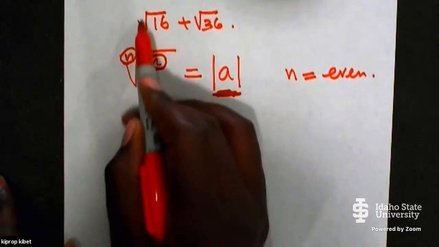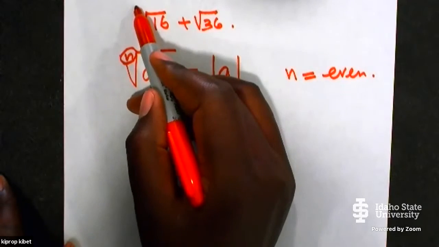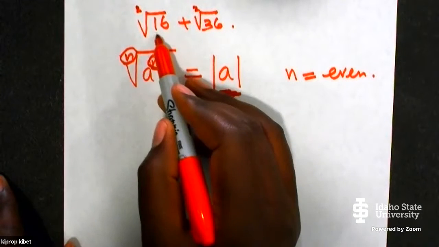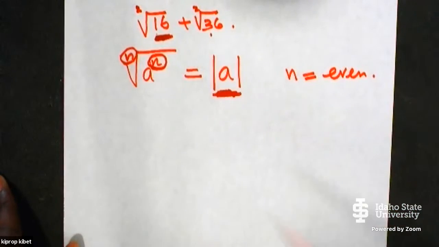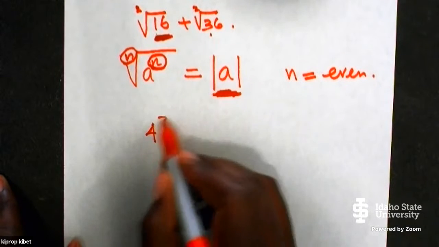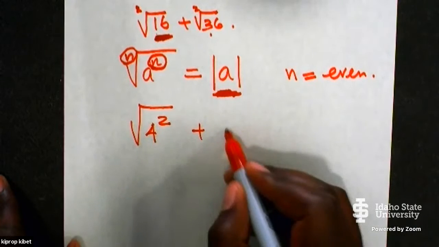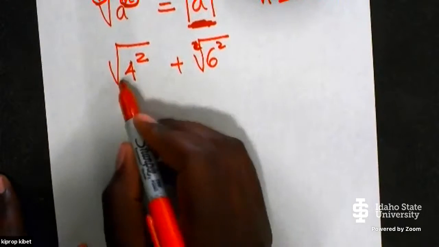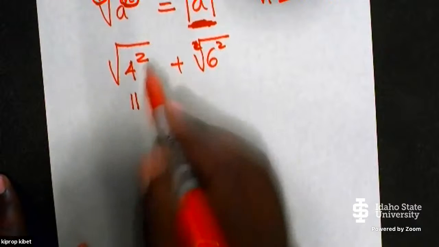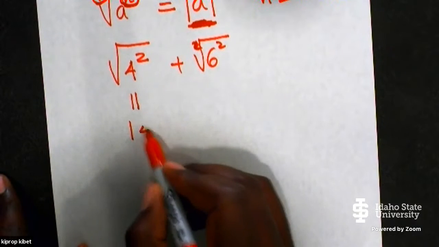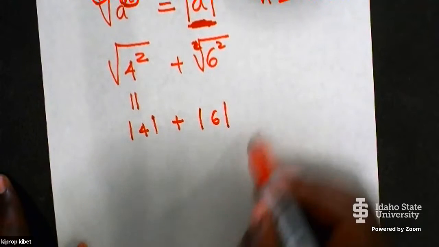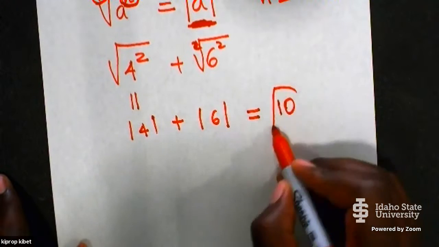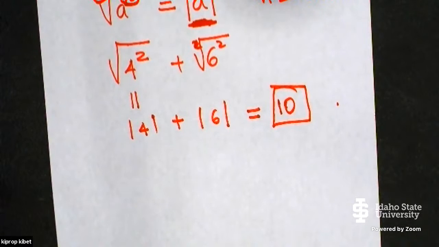In this case, this is even because it is a square root, which is 2 here, and this one is also 2. So we need to know the factors of 16 and 36 which are raised to 2. 16 is 4 raised to 2, and 36 is 6 raised to 2. Because this one is 2 and this one is 2, we get the absolute value of 4 plus the absolute value of 6, and finally our answer is equal to 10.